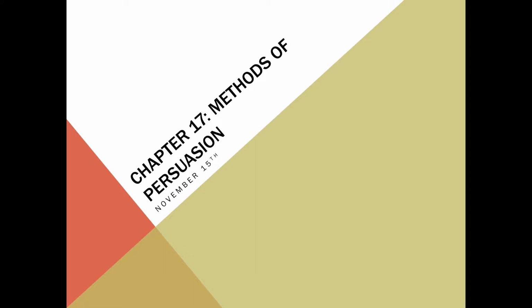Guys, as we wrap up chapter 17, we're going to talk more about the methods of persuasion and two main points that really conclude the chapter. The first point is about what comes after you've established credibility.